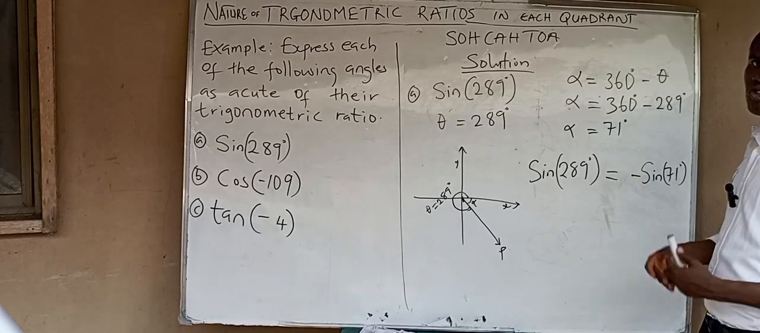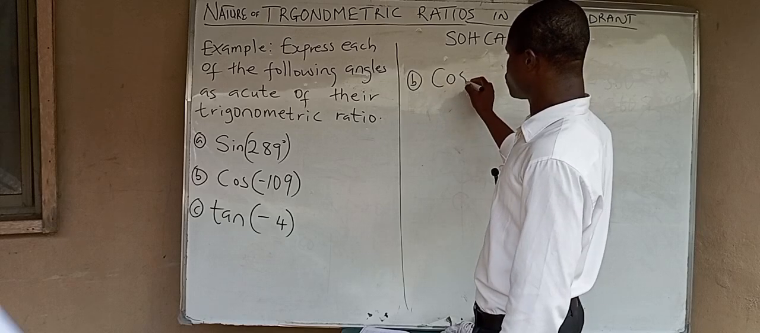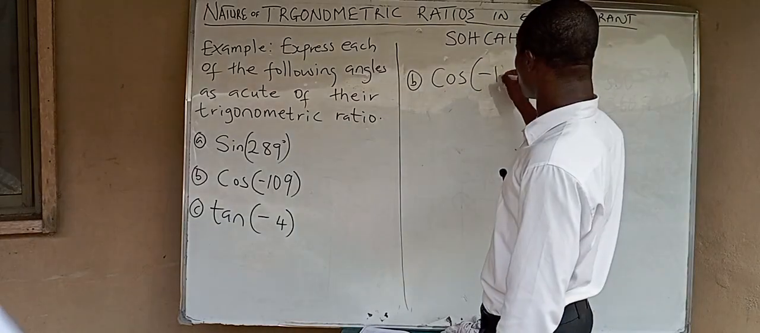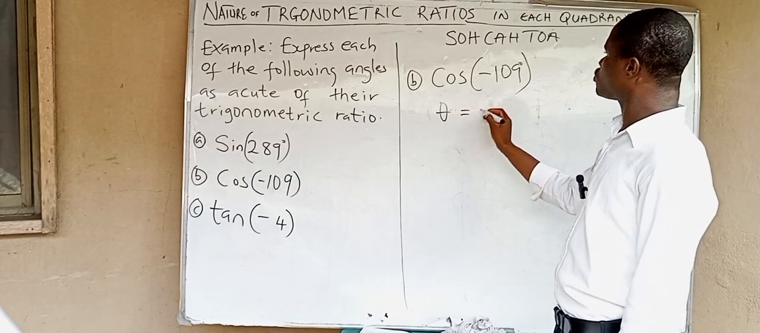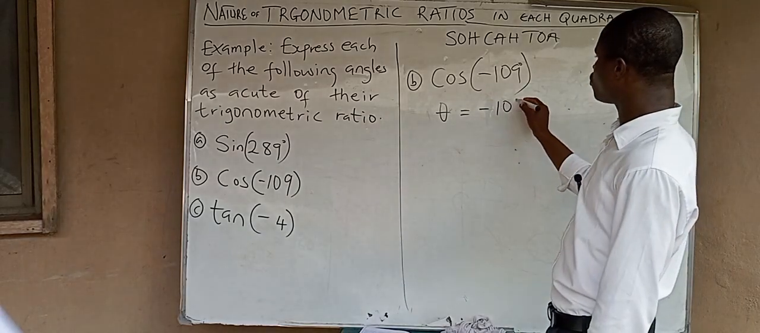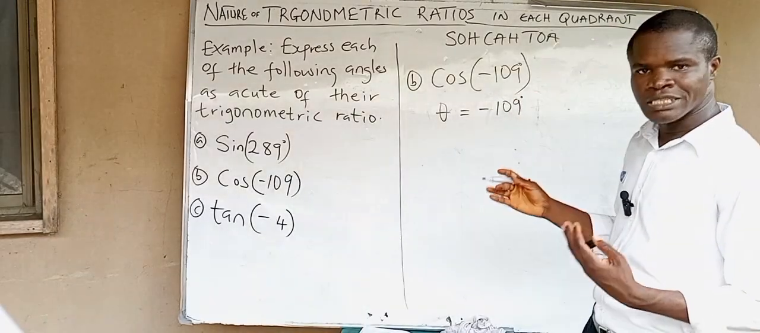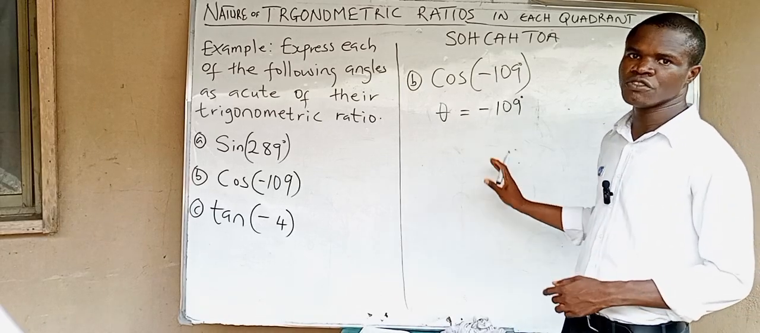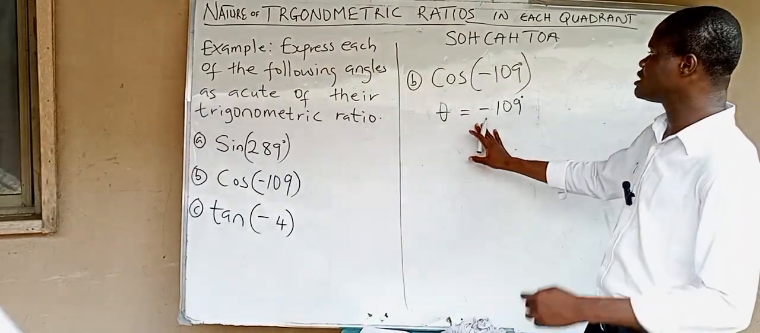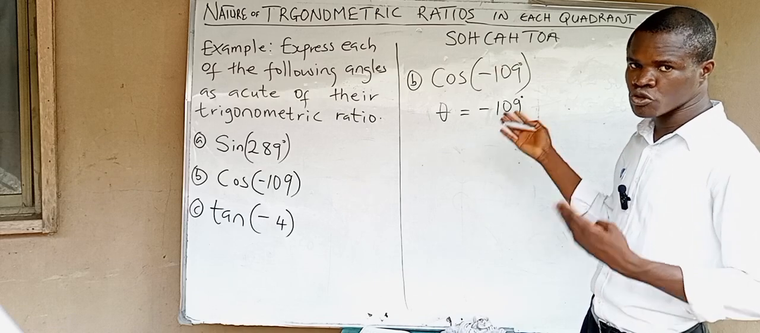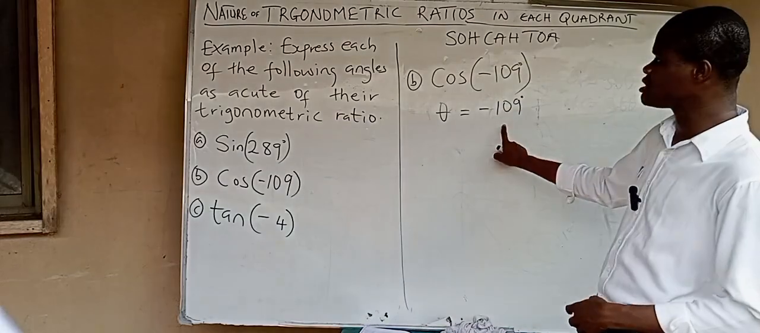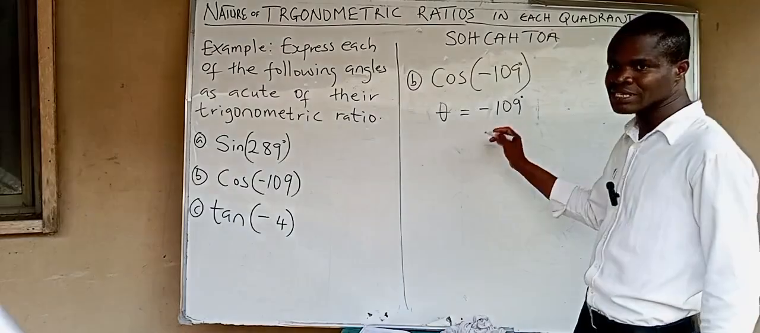Let's take example 2 for further clarity. We are given cos of minus 109 degrees. It means that theta is equal to minus 109 degrees. It is only after you have gotten mastery of this topic that you can use this negative value to just work. But I will advise you to first of all convert to positive. Let us know what is the positive equivalent of minus 109.